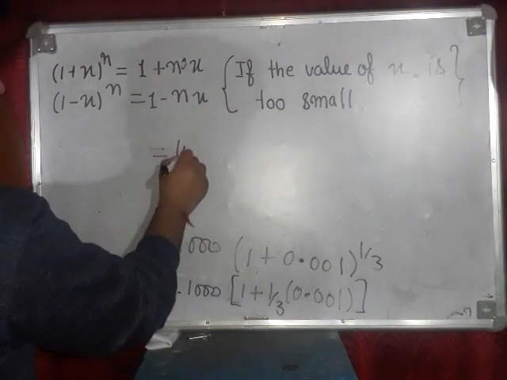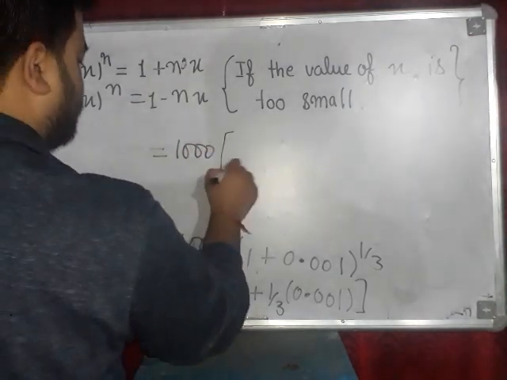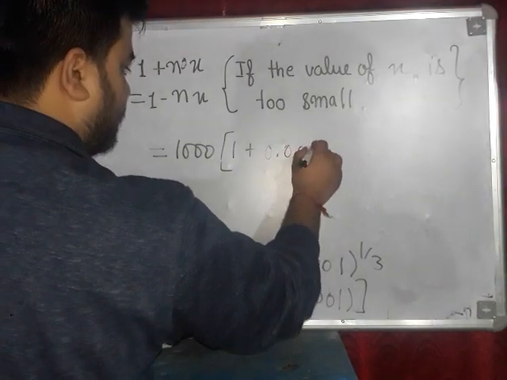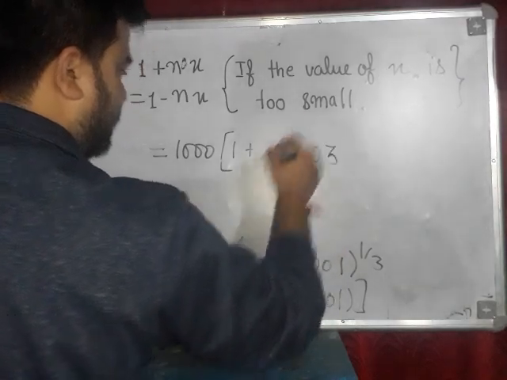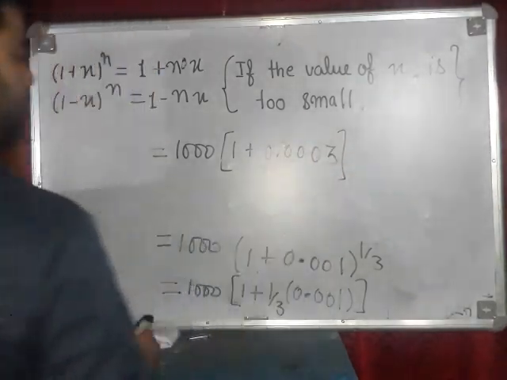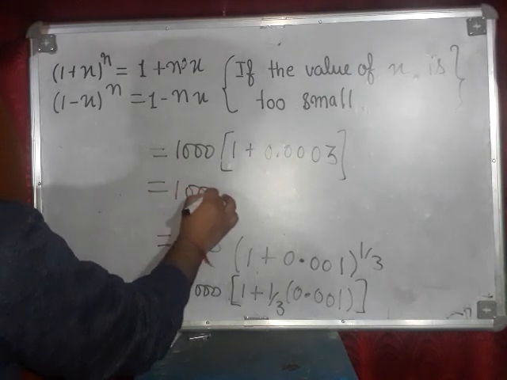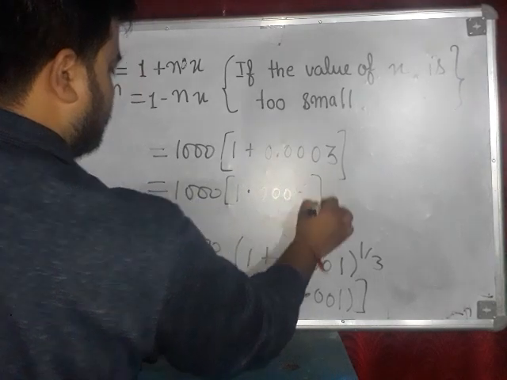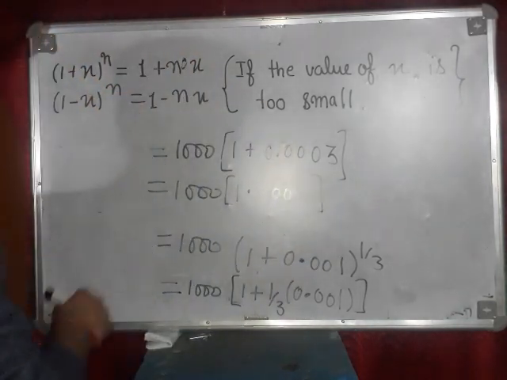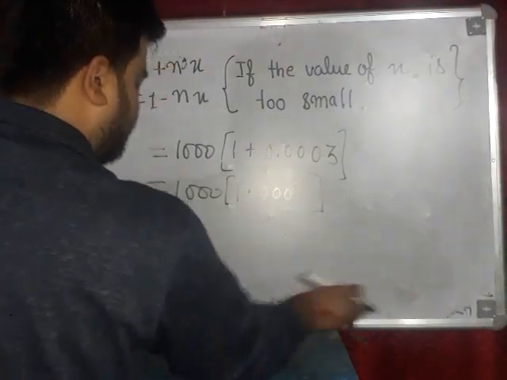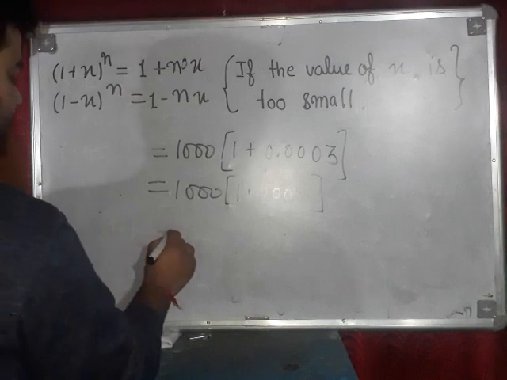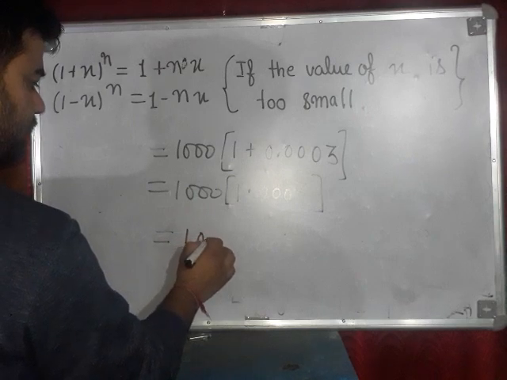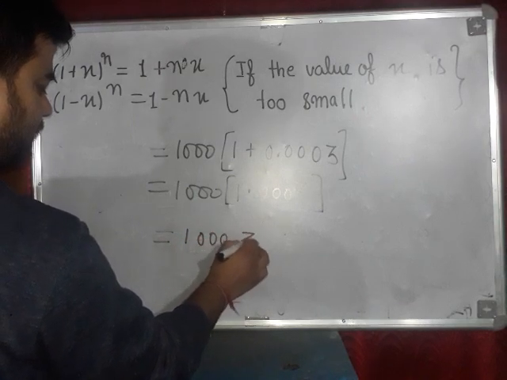That comes 1000 into 1 plus 0.000333, I stop here, and 1000 into 1.0003, and when we multiply it, that comes 1000 into something, 1000.3.